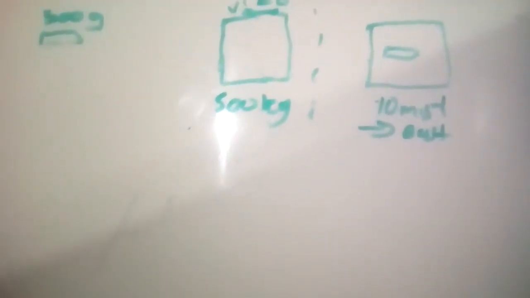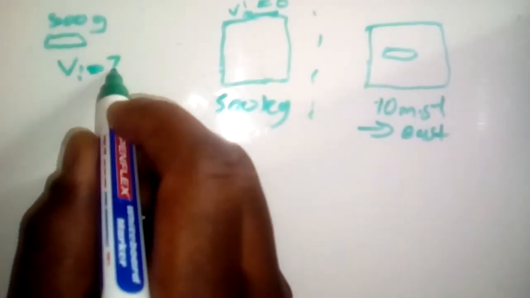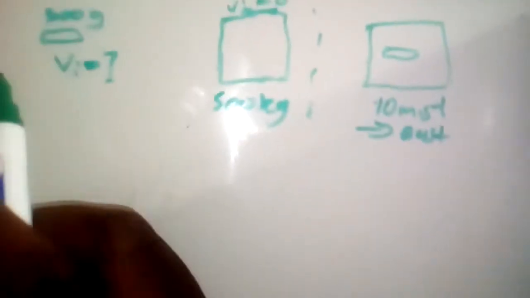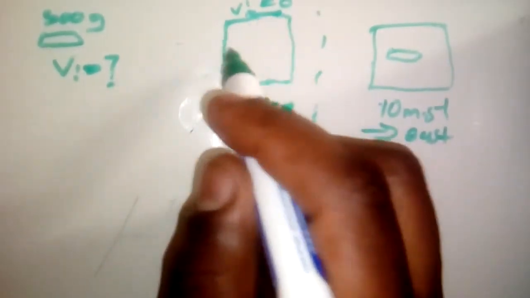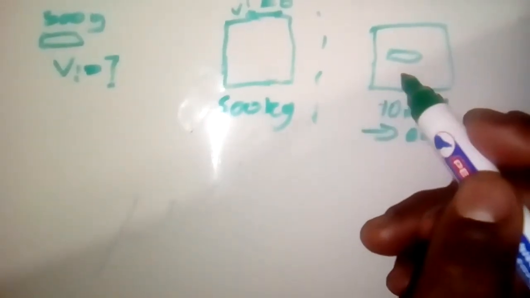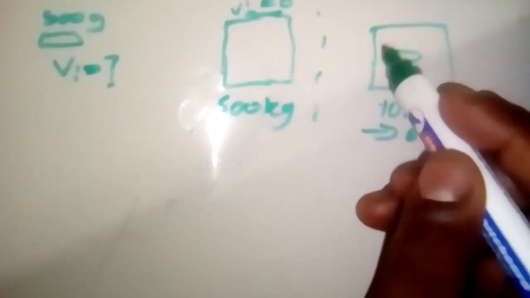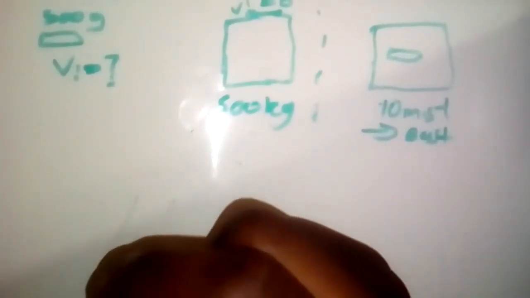Okay, let's just say the initial velocity was not known. It's traveling at an unknown velocity, while the mass was 500 grams, and it collides into a stationary wooden block, which has a mass of 500 kgs. After the collision, the bullet is embedded into the block, and they both move at a velocity of 10 meters per second.